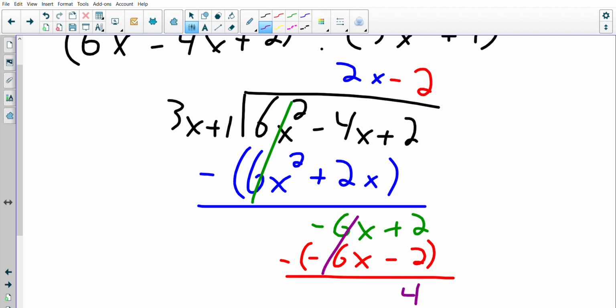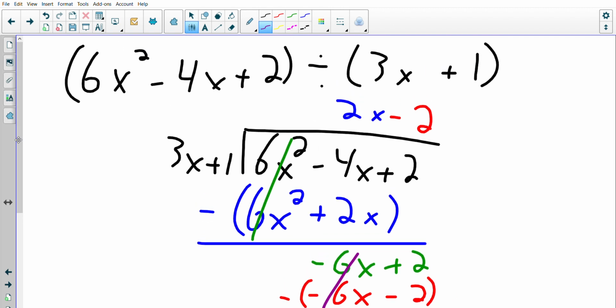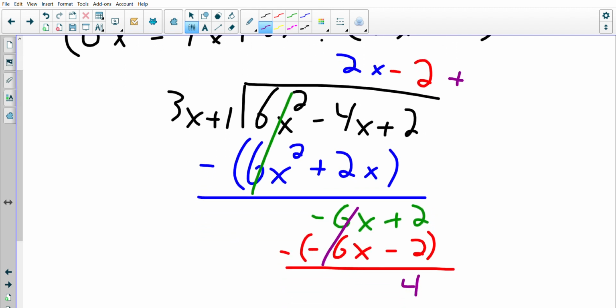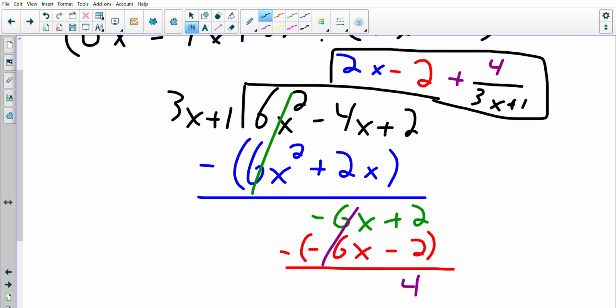Now, we don't want variables on the bottom, so we can't take 4x and divide by 3x, so we're done. Well, we're done dividing, but now we've got to take that plus 4 and divide it by our divisor, our 3x plus 1. So if you get to a point where the power of the divisor is bigger than the number you subtract down to, you're done. That's your remainder, so you put it over the divisor. So our final answer is 2x minus 2 plus 4 over 3x plus 1.